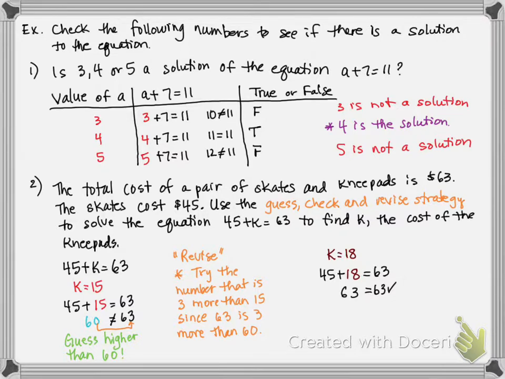Now here's the deal. Please don't tell me the answer is 63. The answer is the number I substituted in for the unknown. So we would say the knee pads cost $18. Now, I've been noticing on homework you guys have been forgetting to add your labels to your answers. Don't forget your labels. Okay?